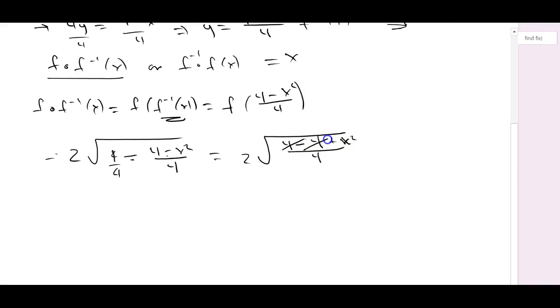These terms cancel. So we've got 2 times the square root of x squared over 4. Well, the square root of x squared is simply x, and the square root of 4 is 2. Since those 2's cancel, x is my answer, and we've actually verified that it is, in fact, the inverse.